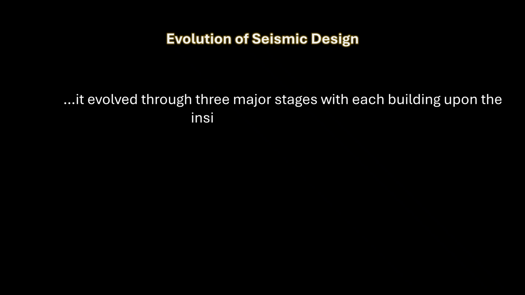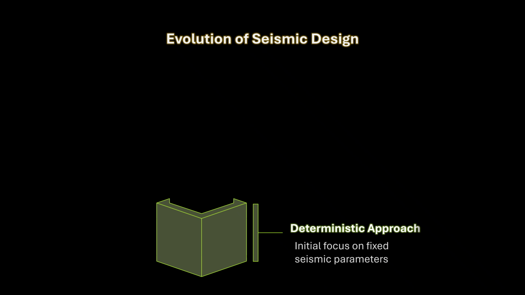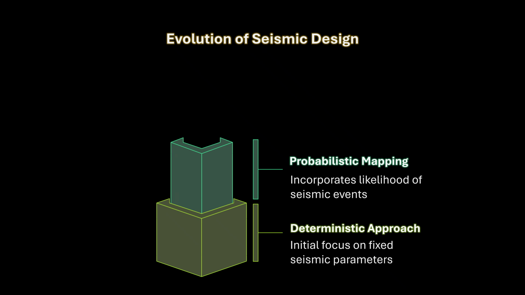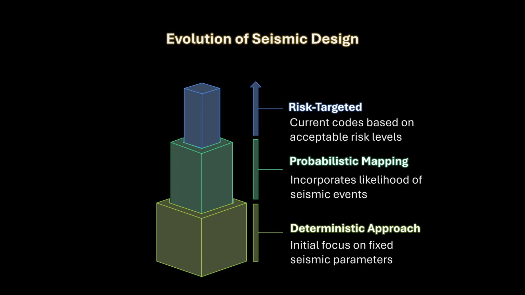We will see that seismic design did not begin with the current risk-based models. Instead, it evolved through three major stages, with each building upon the insights of the previous one. What began as a purely deterministic approach transitioned into probabilistic seismic hazard mapping, which eventually gave rise to the risk-targeted design philosophy that underpins the current building codes used in the United States. Each stage marked a step forward in our understanding of earthquakes and how buildings should be designed to withstand seismic ground motions.